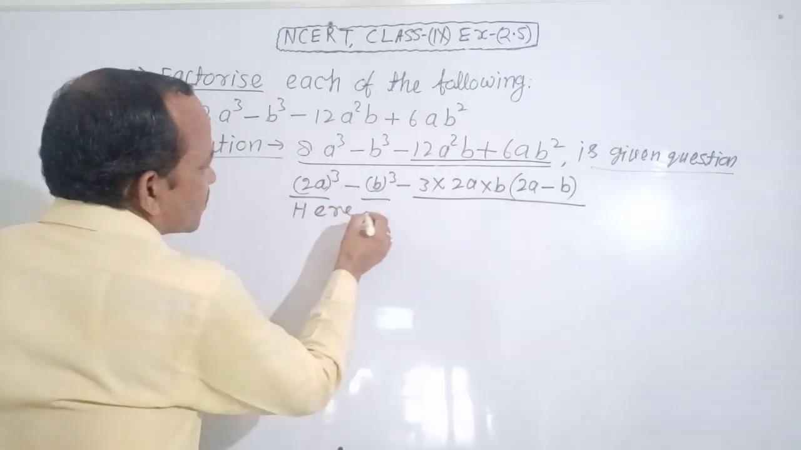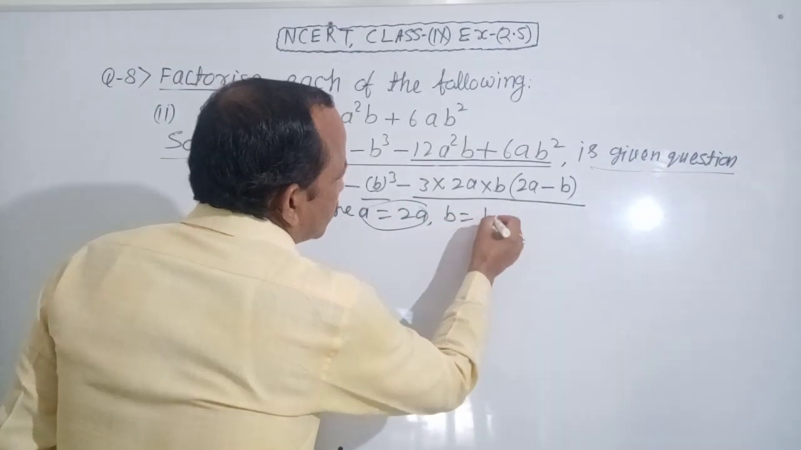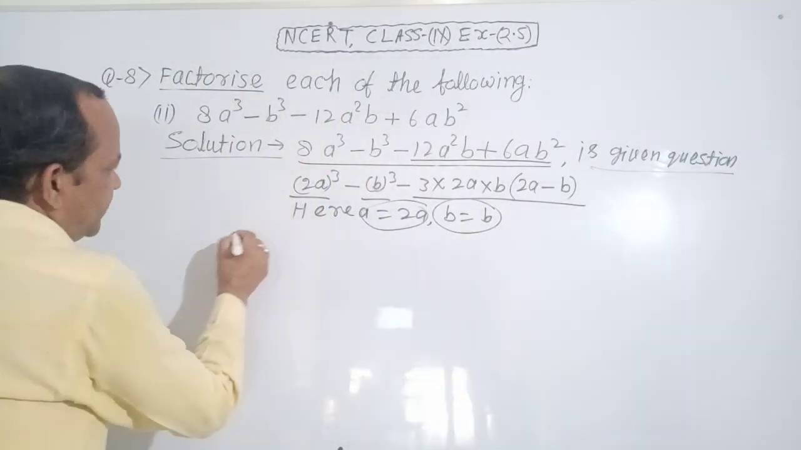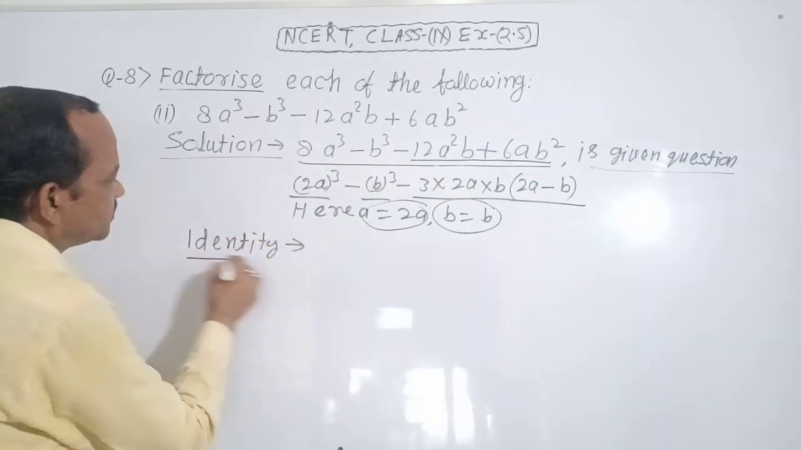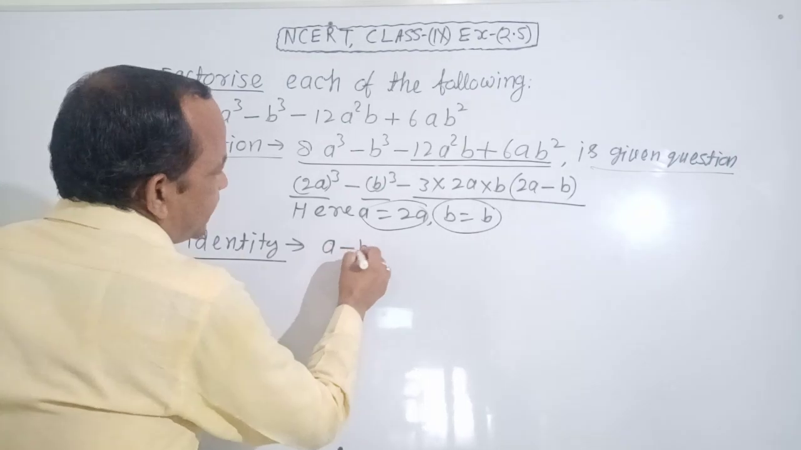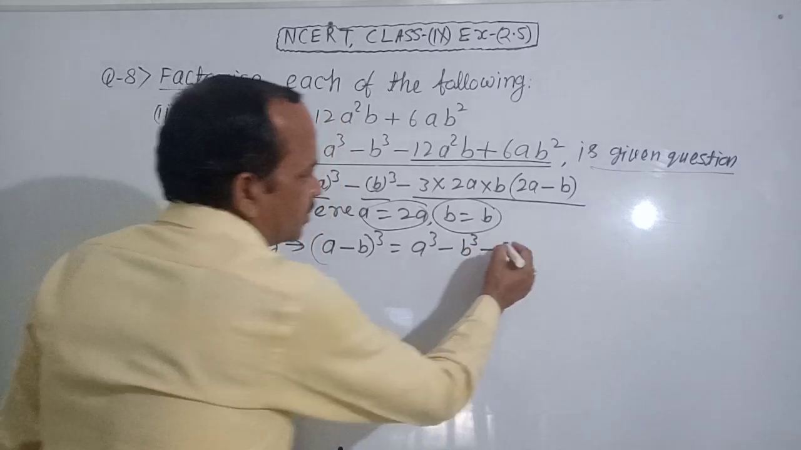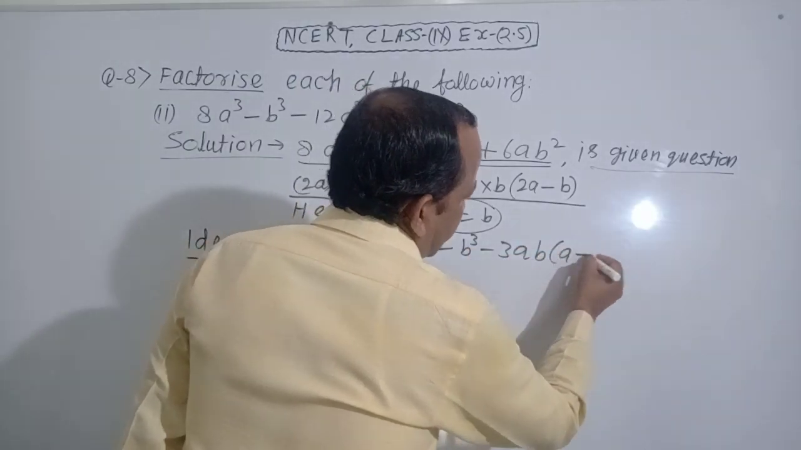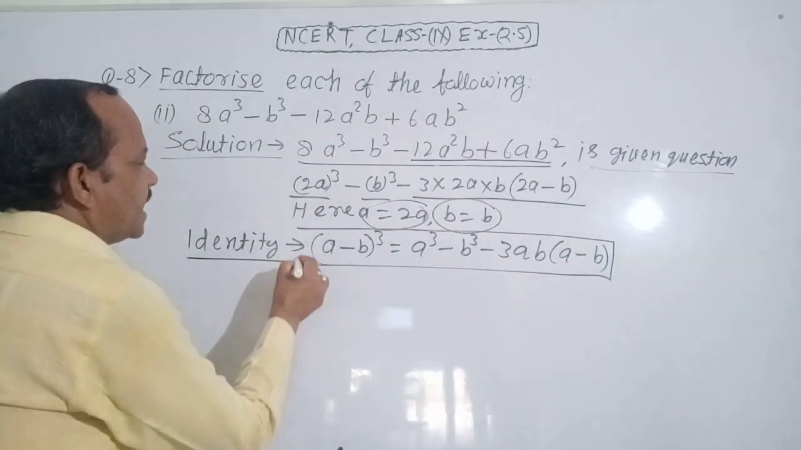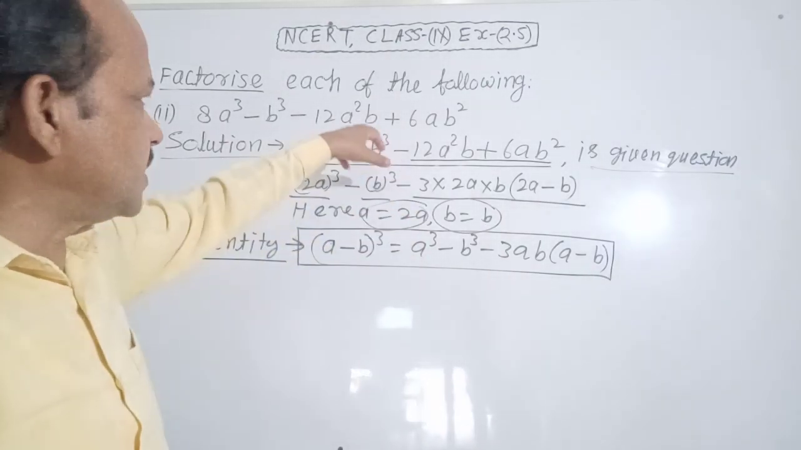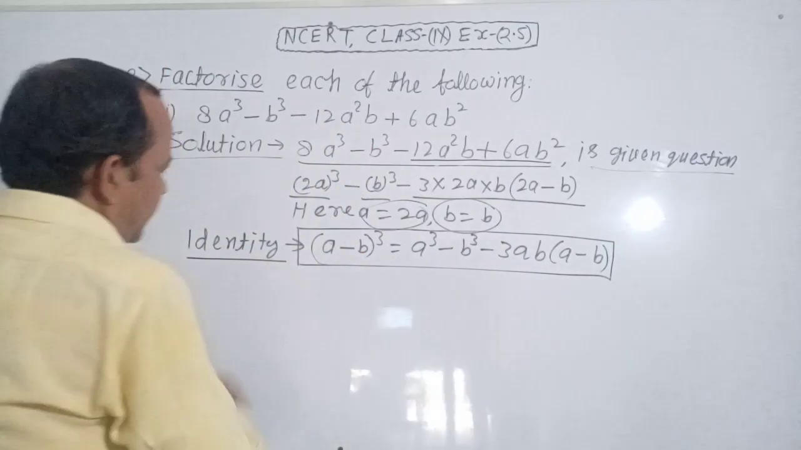Here a equals 2a, b equals b. Identity: (a minus b) whole cube equals a cube minus b cube minus 3ab in brackets (a minus b). It is a suitable identity for these questions. Is it clear? No confusion about it? Very good.